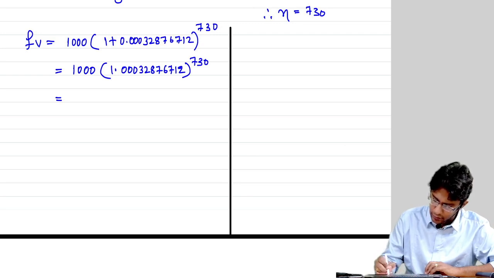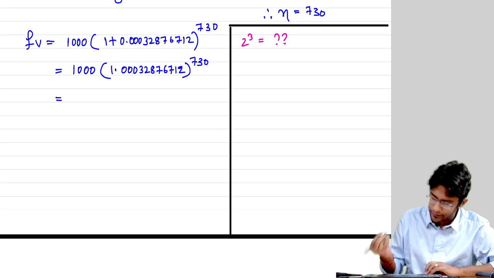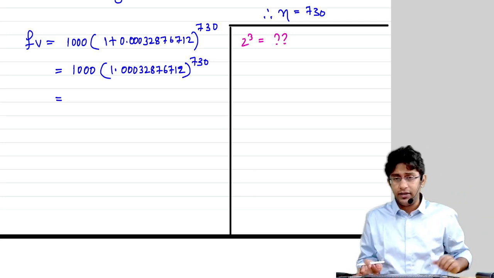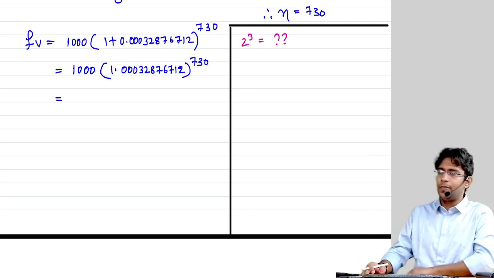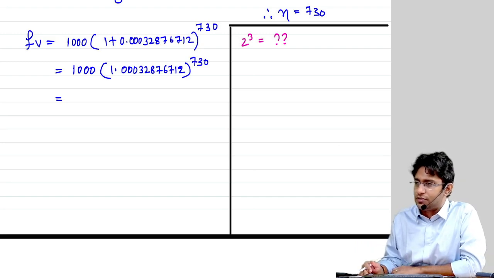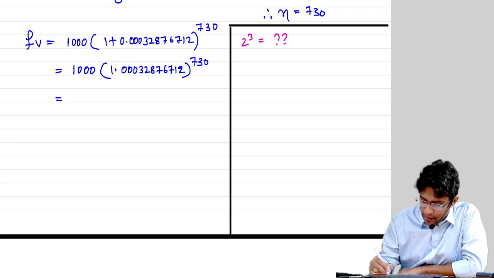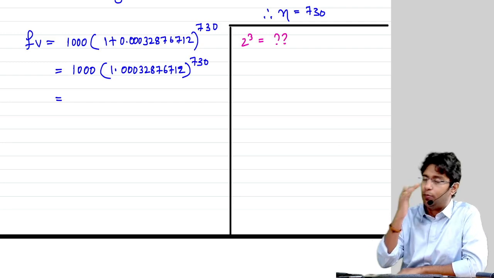Tell me, sir, what is 2 cube? 2 cube is 8. Okay. So 2 cube I want. You are saying it is 8. How will you prove me? 2 into 2 into 2. On calculator also it will come 8 only. Check once. Okay, you are right. 2 cube is 8. But we will get the same 2 cube in a different way.